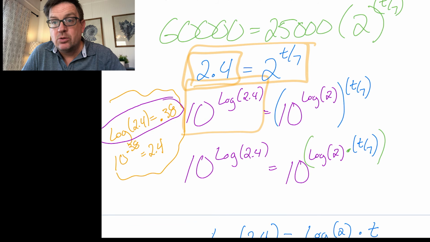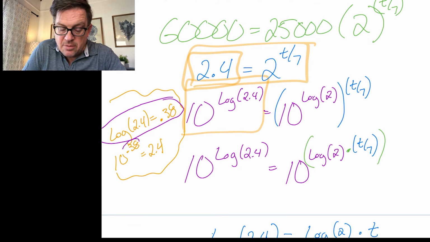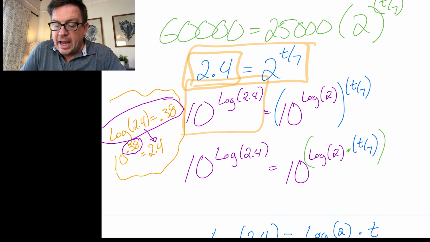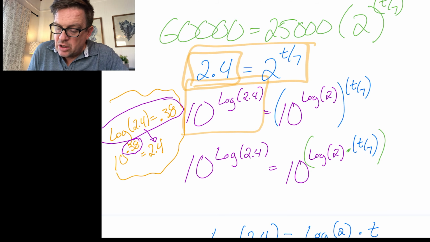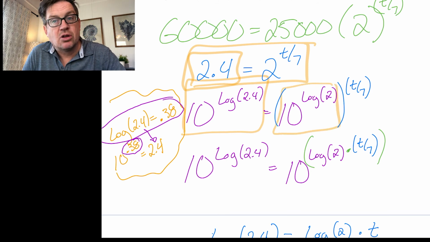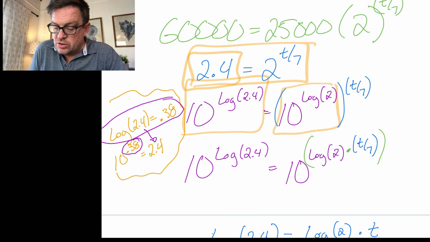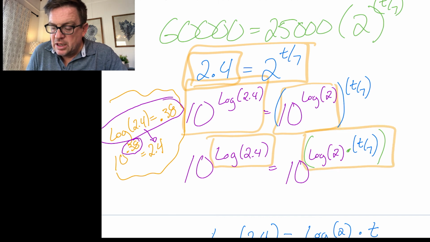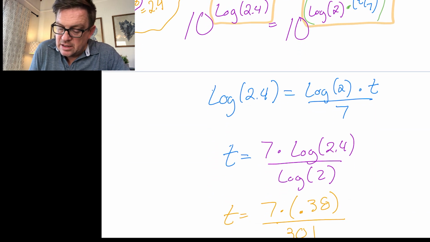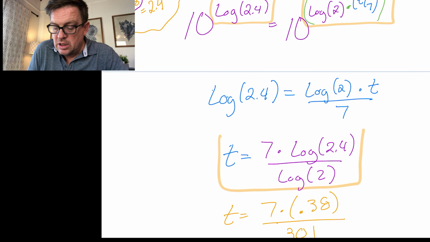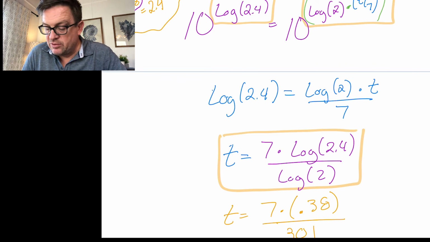Log of 2.4 is equal to 0.38, which is defined to be the power you have to raise 10 to to get 2.4. And so you can do the same thing on the other side with 2 equal to 10 raised to the log of 2, because log of 2 is defined to be the power you have to raise 10 to to get 2. And so your calculator can figure out what those two values are. And when you do that, using rules for exponents, you multiply the log of 2 times t over 7, and you set the exponents equal. And then it's not too hard to solve for t, solve for time, the number of years.